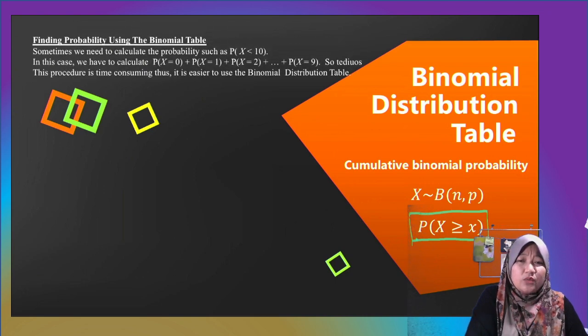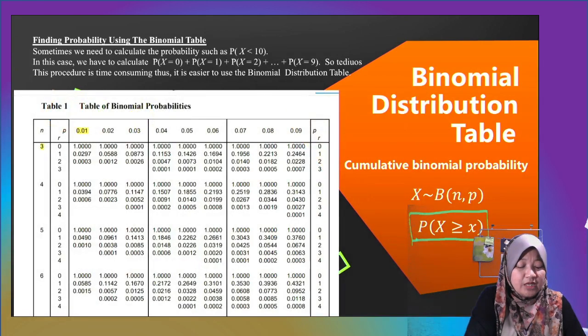Okay, why we need to use table? Okay, macam case tadi kan, kita perlu tambah banyak probability. Maybe 4, maybe 5 dan maybe lebih. So tedious untuk kira. Cerewet, leceh sedikit untuk kira macam tu. Jadi, the easy way to find the probability, we can use binomial distribution table.